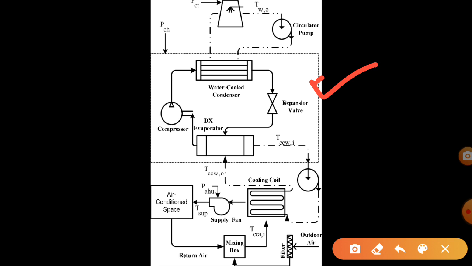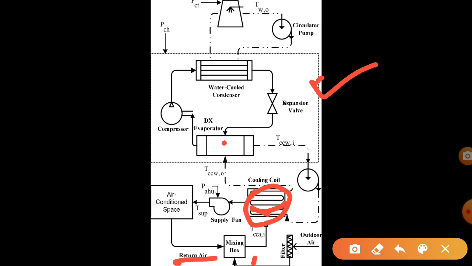So in this case, your refrigerant is flowing through the compressor, water cooled condenser, expansion valve, and then your evaporator. In the evaporator, your low pressure, low temperature refrigerant comes in contact with the water which is coming out from the cooling coil. This cooling coil is simply a heat exchanger, you can say. Through the coil there is a flow of water, and over the coil there is a flow of air. This air could be mixed air or the air coming from outside, that is fresh air. In the mixing box, your return air coming from the air conditioned room and the fresh air coming from the outside atmosphere mix and are sent to that heat exchanger.